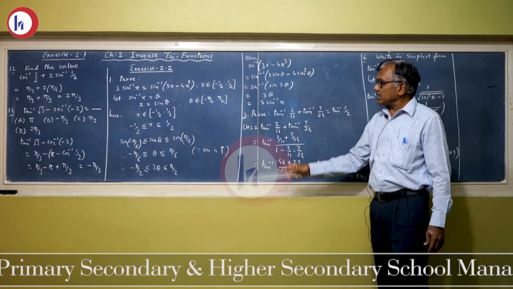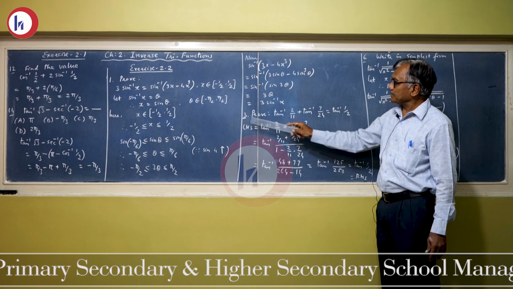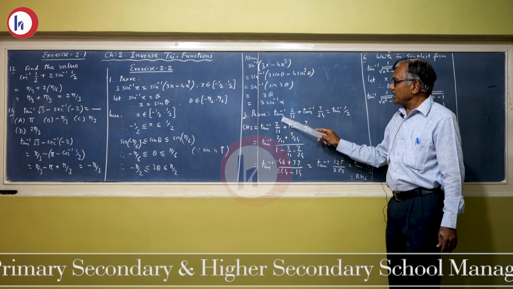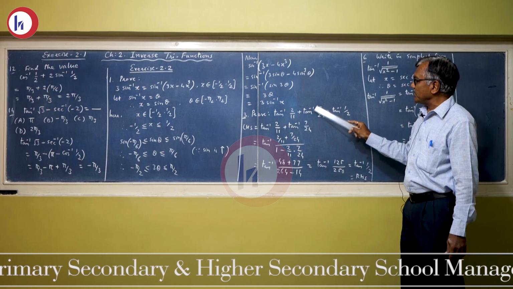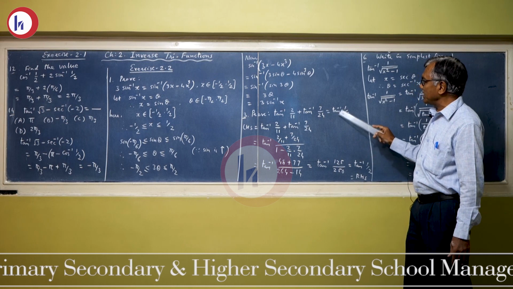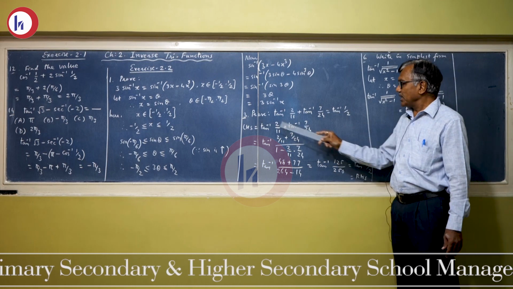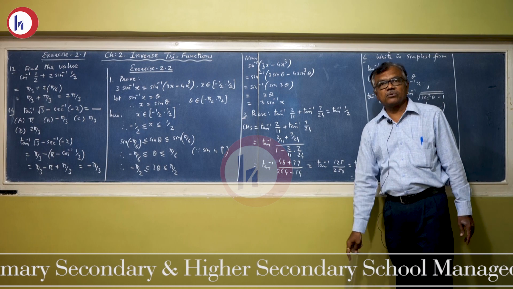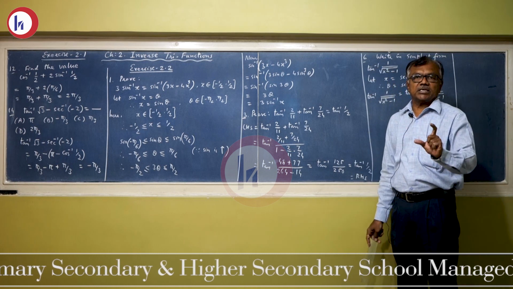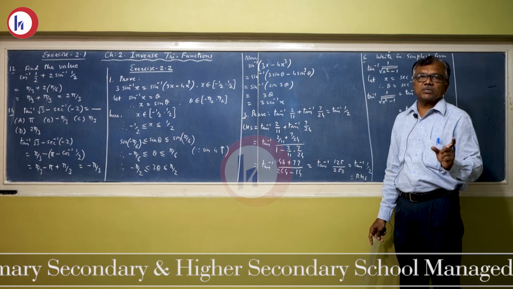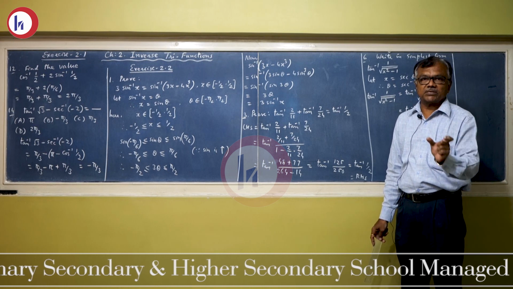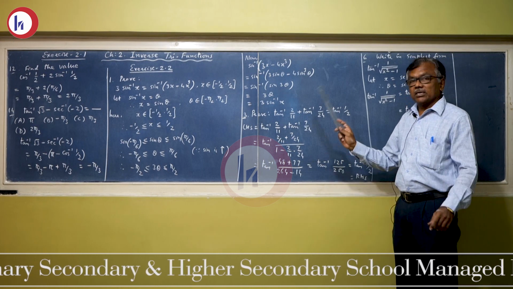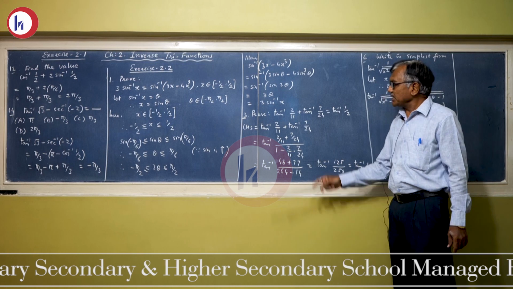From the same exercise, let us see one more example. Third example: prove that tan inverse 2 by 11 plus tan inverse 7 by 24 equals tan inverse 1 by 2. Last time I gave the formula: tan inverse x plus tan inverse y equals tan inverse of x plus y upon 1 minus xy, if xy is less than 1. The same formula we are going to apply here.